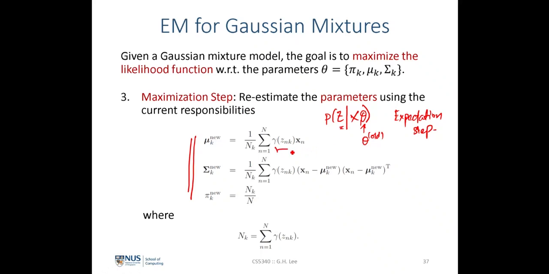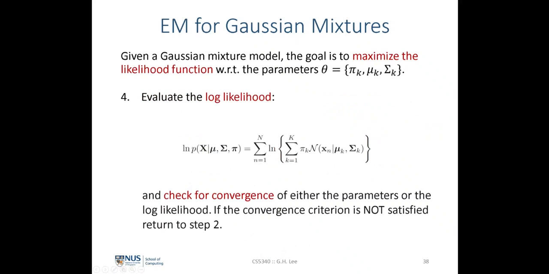So here we simply take the responsibility terms from the expectation step and keep them fixed, and then we update all the unknown parameters. By doing this iteratively until it converges, we will get both the assignment probabilities, that means the latent probability distribution over Z, as well as the unknown parameters.